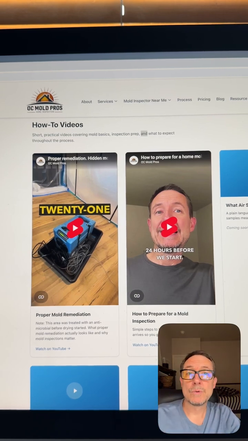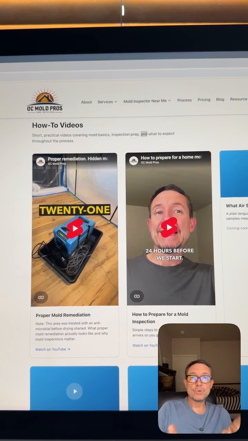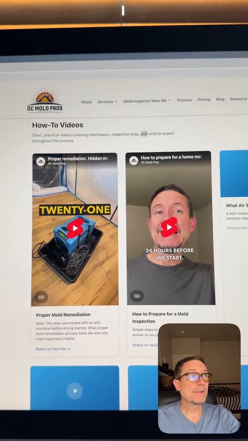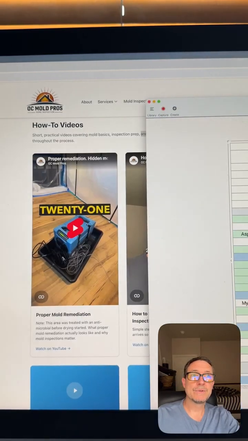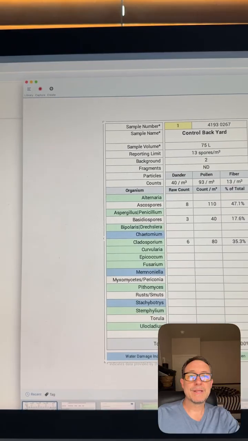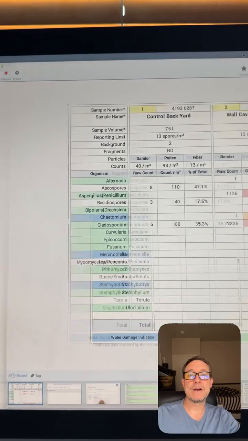I'm going to show you what a mold report looks like. Okay, the mold report for that video I'm going to show you right now. And this is what you get on every inspection done by OC Mold Pros, because we always take air samples, swab samples, tape samples. We want to find out if there's mold in your home. That's why you hired us.